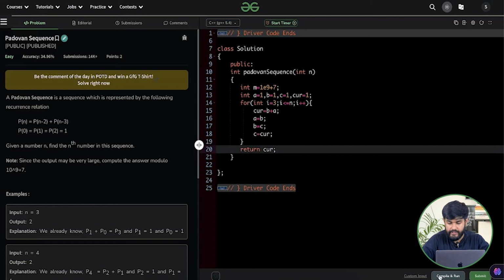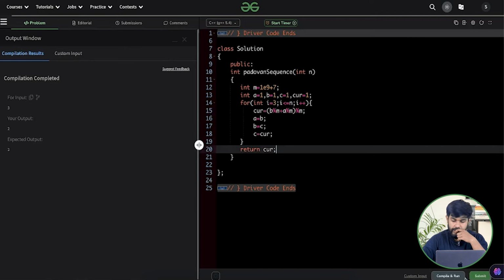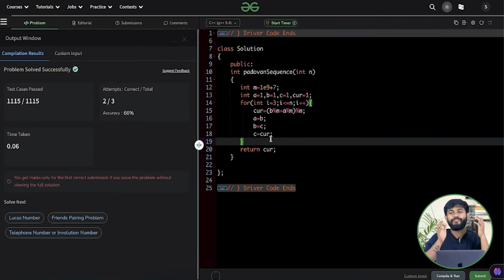Now let us see if this is working fine or not. Okay, this is working fine because 9 test cases were passed. Now, at this point of addition, let us implement the modulo thing. So a modulo m plus b modulo m, and then the whole modulo m. Now let us see if this is correct or not. Seems correct. And yes, we were able to solve this problem. That's it for today. Thank you and have a nice day.